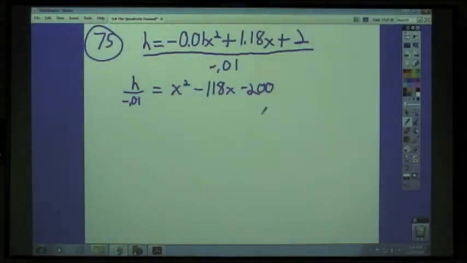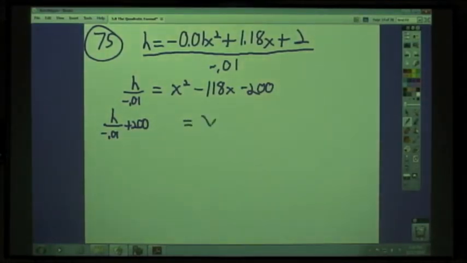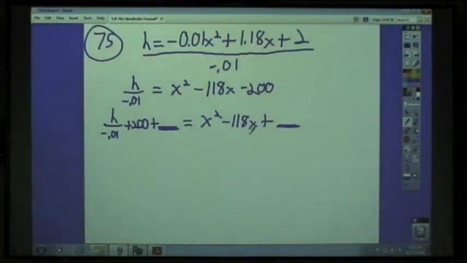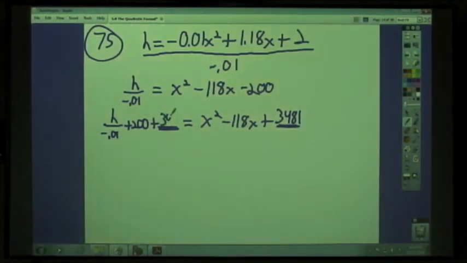Then you take this, and just like I showed you on the other ones, I add the 200 over to the other side. So I add 200 over to the left. On the right-hand side, I'm going to have x squared minus 118x, and I'm going to add something now to make those a perfect square. Again, you take the 118, divide it by 2 and square it. 118 divided by 2 is 59. When you square that, you get 3,481. Beautiful, huh? Same thing on the other side, you're going to get 3,481.